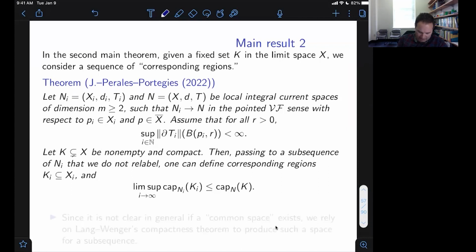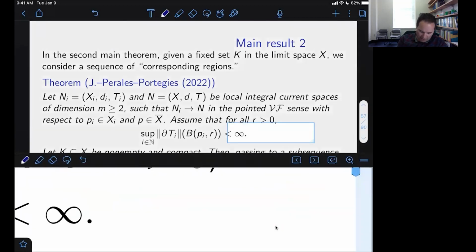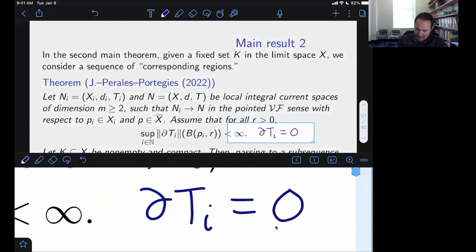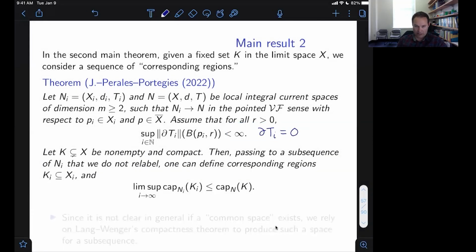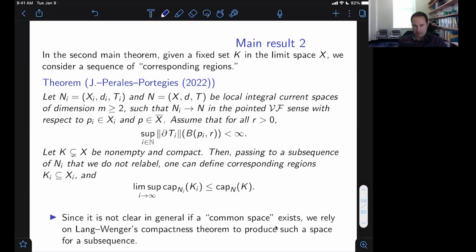The one technical hypothesis is that there has to be this bound on the boundary masses. I'm not too concerned about that because in a lot of interesting cases, it's easily satisfied when the boundary is just 0 anyway, just boundaryless spaces. But if you can do that, let me skip down here. With that hypothesis, you can use this compactness theorem to produce a common space where all these local integral current spaces embed simultaneously. This is a theorem of Lang and Wenger. You might have to pass to a subsequence to do this, but you can define corresponding regions and you still get this upper semi-continuity of capacity.